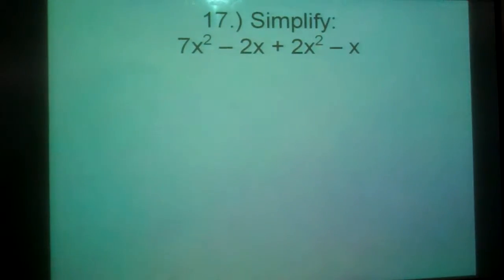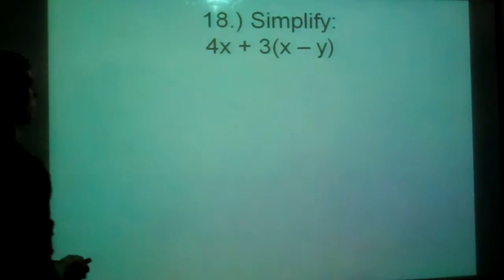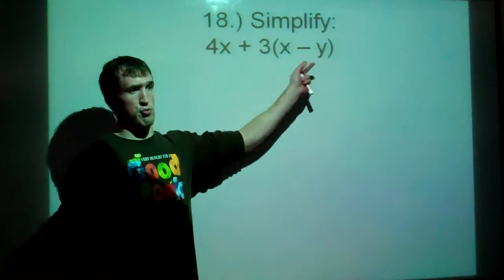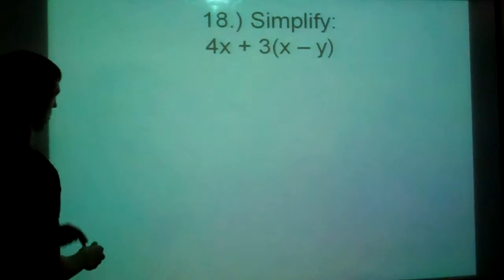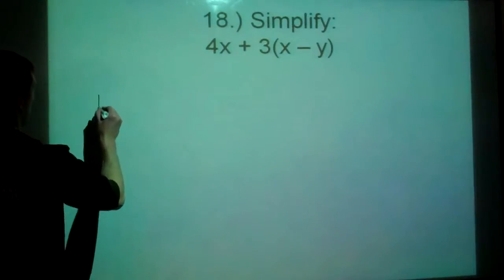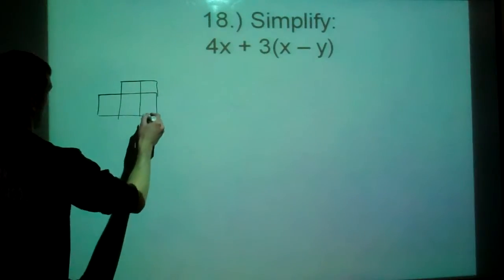Alright, we have two more. Number 18, another simplify problem. Once again, we cannot solve for the variables. There is no equal sign, and we are not set equal to a value. Looks like we're going to have to use the distributive property here, 3 times everything on the inside. And when we were doing that, we used this little box scenario, like so.